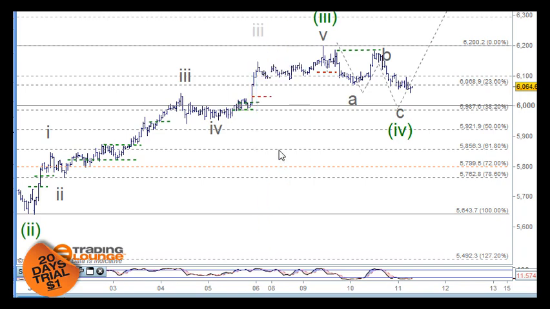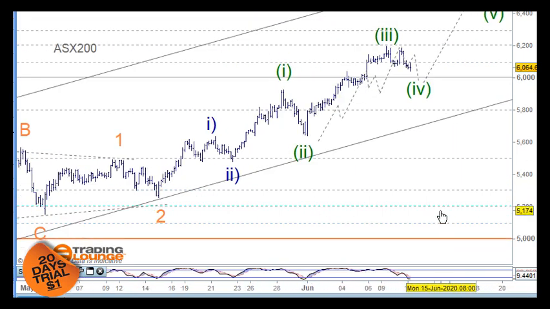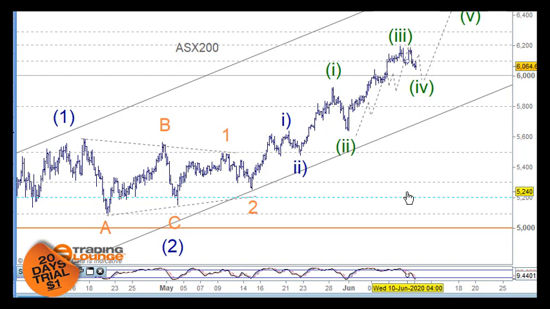I think that we'll just go to the 4-hour chart so we can see a bit of a picture of it. So this is how I've been counting it, with wave 1 and 2 here, as you know, and then wave 1 here and 2 and 1 and 2, and then 1 and 2 here, and then 3 and 4 here.